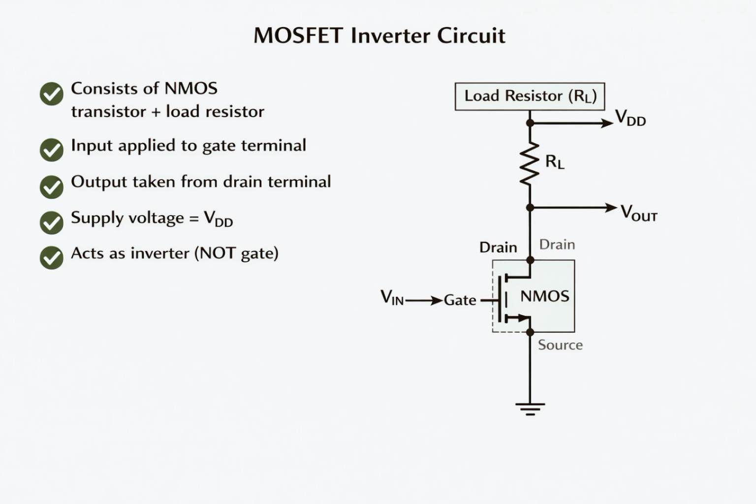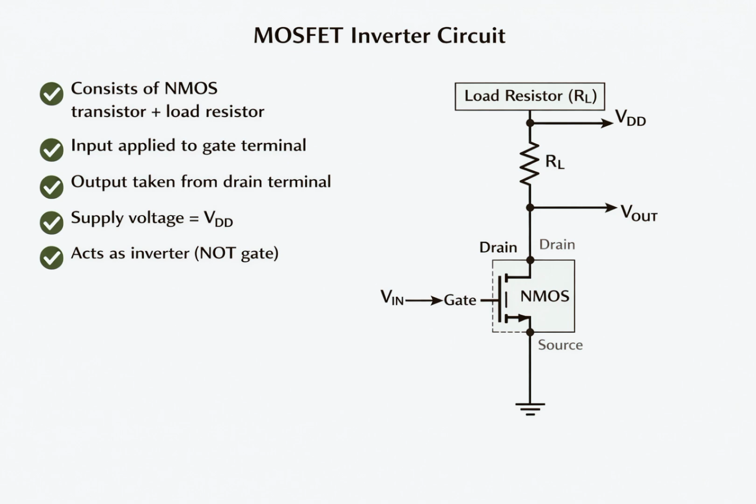MOSFET inverter circuit. A basic MOSFET inverter consists of an NMOS transistor connected with a load resistor. The supply voltage VDD is applied through the load resistor to the drain terminal, the source terminal is grounded, and the input signal is applied to the gate terminal. The output is taken from the drain terminal.